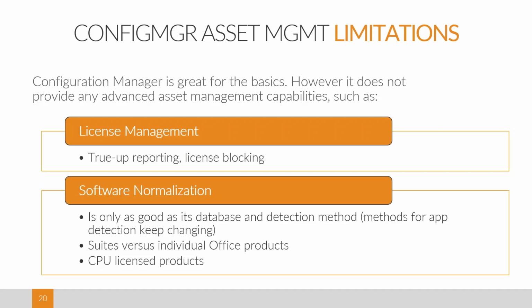Software normalization. As you'll see in the demo that I'll do in a minute, the database is great. The Asset Intelligence database has somewhere around 180 to 200,000 applications in it. But what you'll see back is a dozen, maybe dozens of references to a single piece of software. It's not normalized down into something that you can truly manage well, and that's very frustrating for administrators. It doesn't always handle suite versus individual products in the suite very well. It's gotten better over the years, but still not fantastic. Sometimes it's had some issues with CPU licensed products.